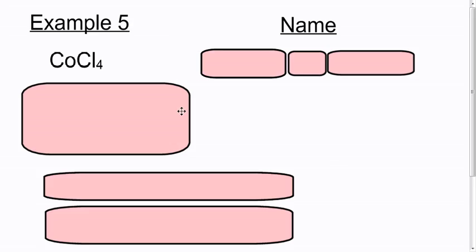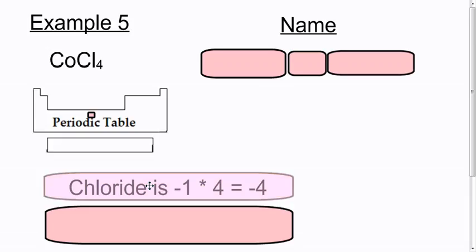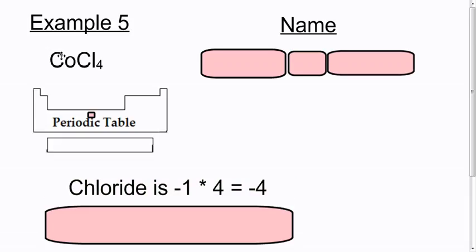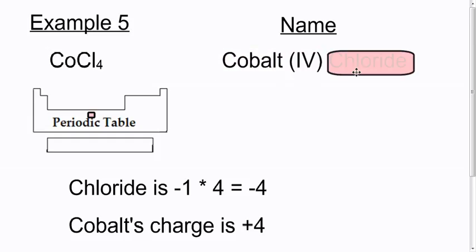Now, cobalt is a transition metal. Chlorine's a -1, so that's a -4 total, so that means cobalt has a +4 charge. So the name would be cobalt 4 chloride.